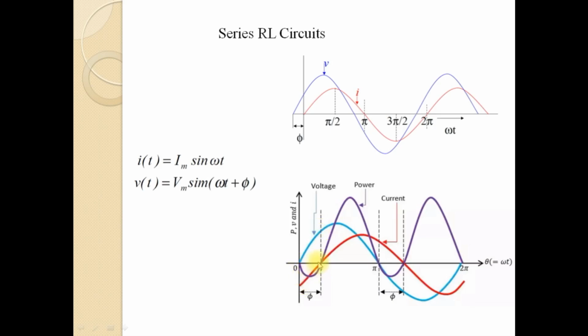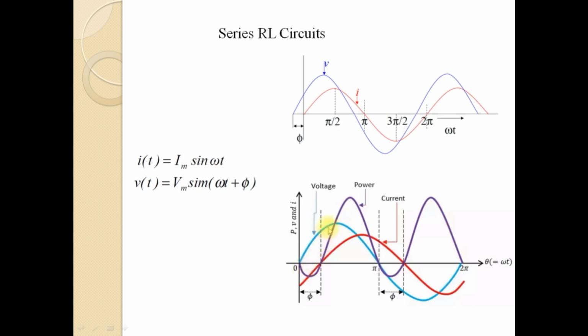So during this period power will be negative, and from here to here you can see that voltage is positive, current is also positive. So power is positive here, and during this period you can see that voltage has changed its sign, so it is negative, and the current is still positive, but the product will be negative. And during this period, you can see that both voltage and current waveforms have negative values, so the power will be positive.